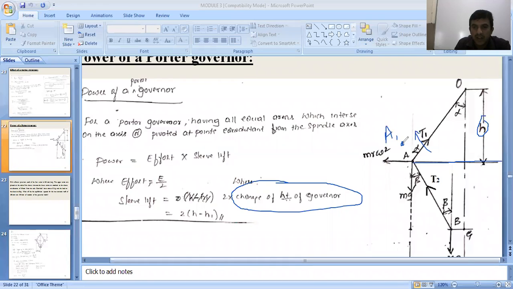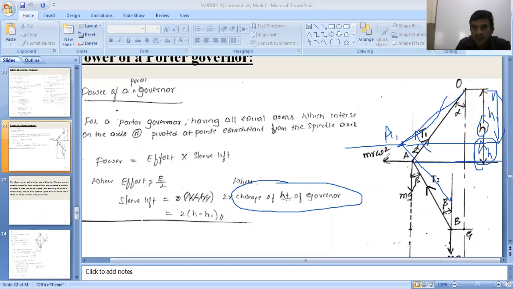We'll take A1. Now we'll draw this. This is the upper arm position, and somewhere it is the lower arm position. Now this height is also called the height of the governor when the speed is increased, that is called h1. Now what is this difference here? h minus h1. This is h minus h1.